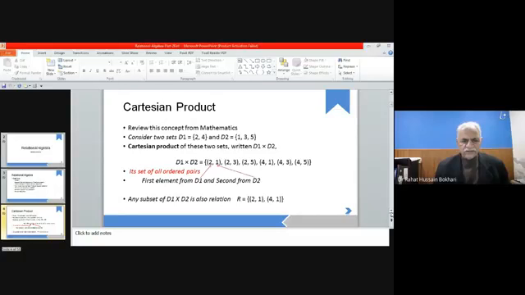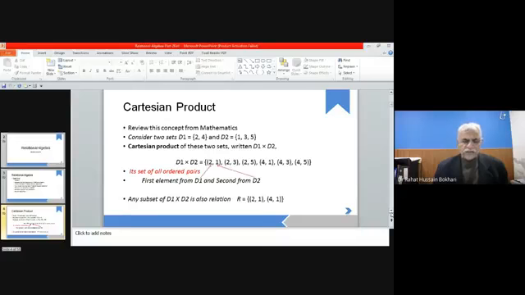Similarly, we also discussed the difference operator. Within the difference operator, given two relations R and S, we have to calculate R minus S or S minus R. And I told you that R minus S is never equal to S minus R.